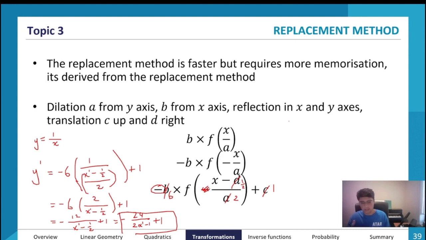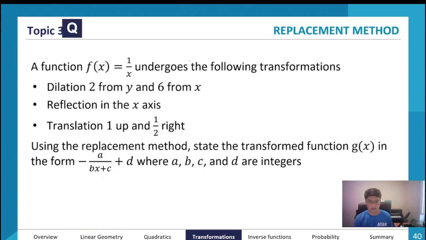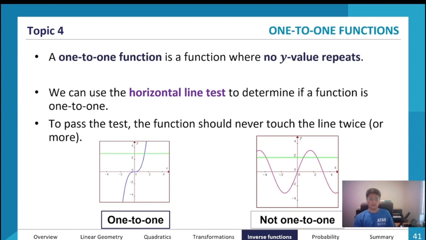Yeah, and again, it requires a very strong familiarity of exactly how this formula here at the bottom, negative b times f of x minus d over a plus c, relates to the transformations you're doing. But as you practice the coordinate method more and more, you'll get more familiar with how to use the replacement method to cut out a lot of working and save a lot of time. So we'll move on now. That's it for transformations. We're going to move on to inverse functions. So a one-to-one function is a function where no y value repeats.